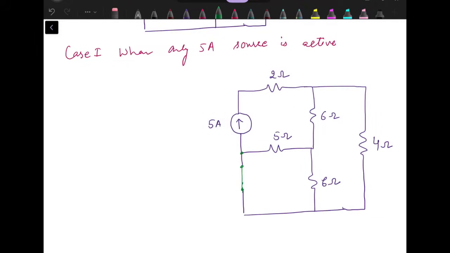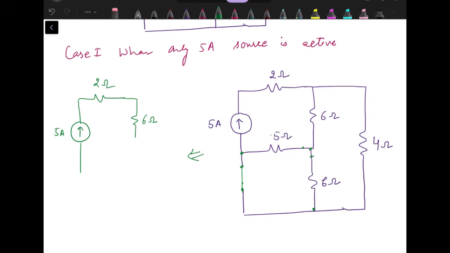As we replaced the voltage source by short circuit, we can apply circuit reduction technique. Since 5 and 6 ohm resistance, now they are in parallel. These two terminals are same, these two are same, 5 and 6 they are in parallel. So this circuit is now reduced to 5 ampere source, which is in series with 2 ohm, 6 ohm, and then we have parallel combination of 5 and 6.